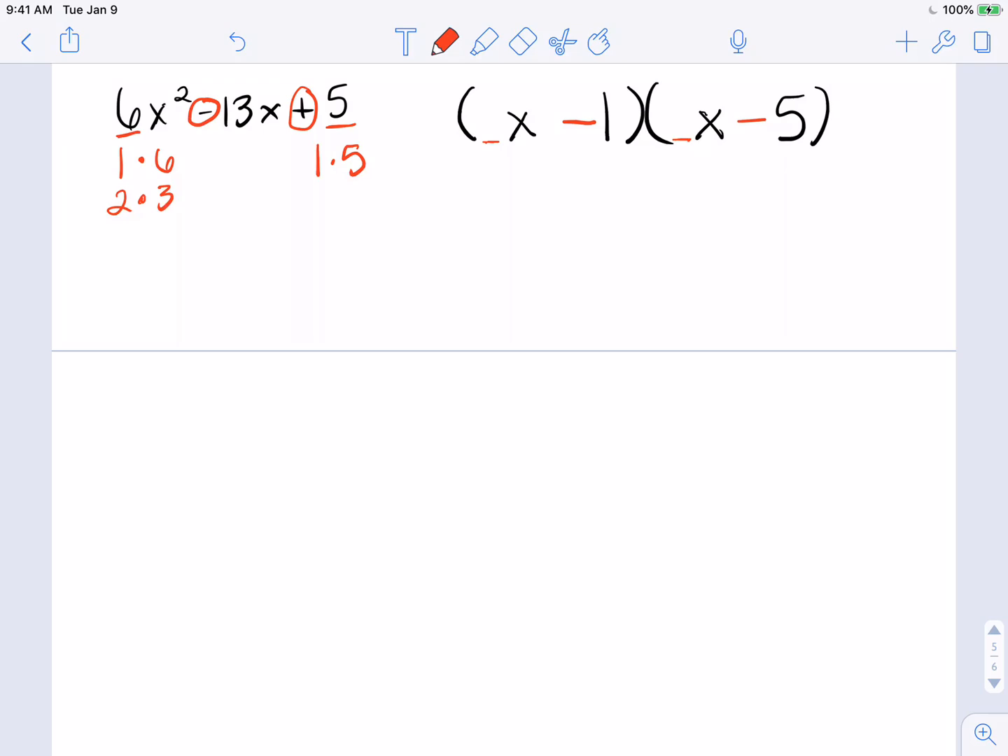Okay, so let's try this. Let's go with, I think the answer is going to be 2 and 3. I'm just guessing right now, but we're going to check and see. All right, so I'm just going to put it in order, 2 and 3.